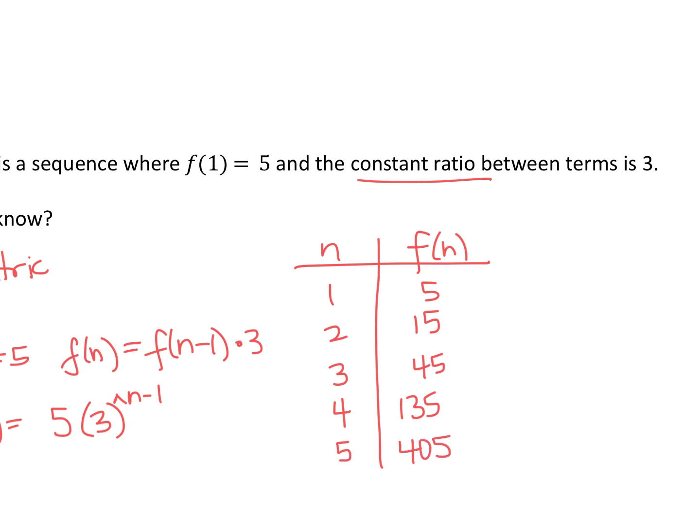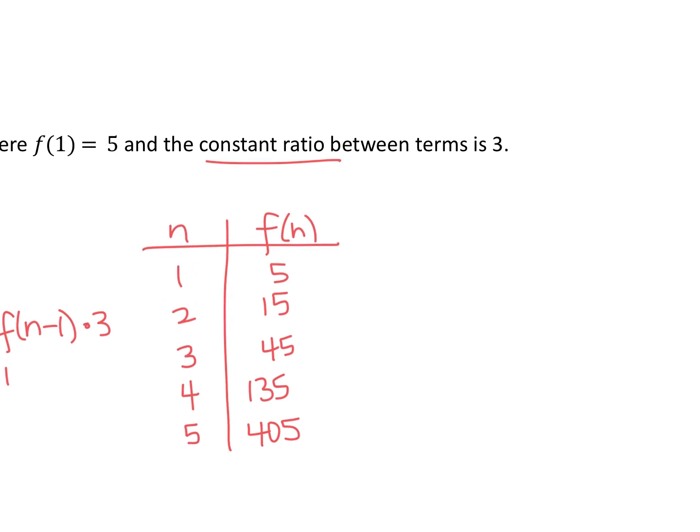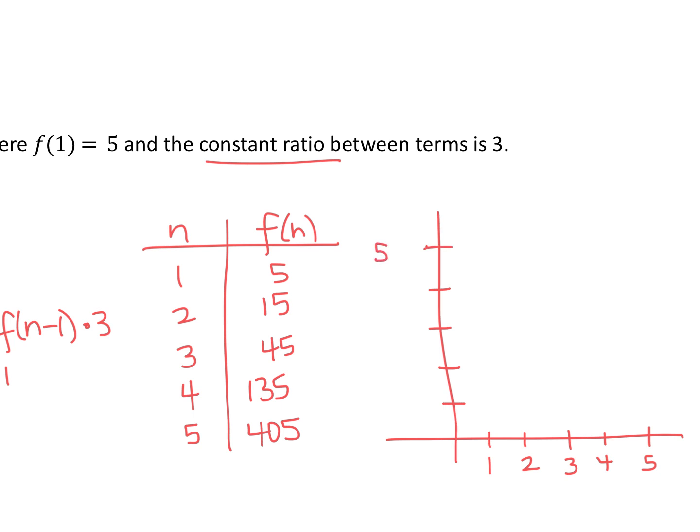I'm going to do the first quadrant. For the x-axis, I'll just go by ones. So 1, 2, 3, 4, 5. And for the y-axis, I want to get all the way up to 405, so I'm going to go by hundreds. So 100, 200, 300, 400, 500. I'll just label all those.